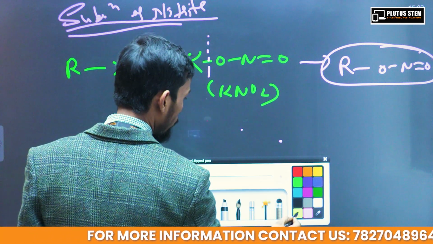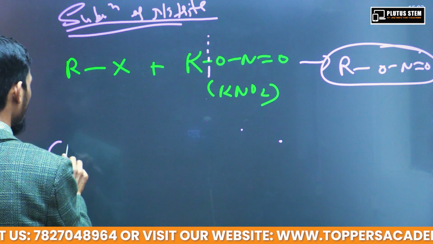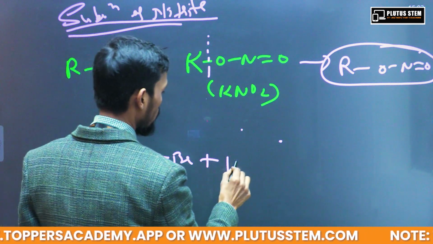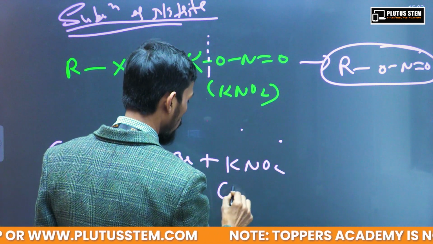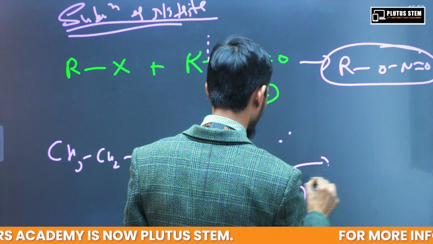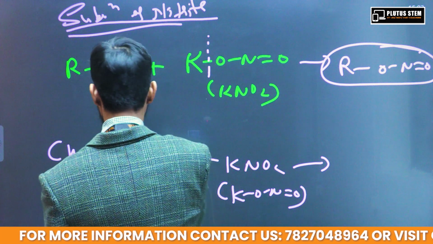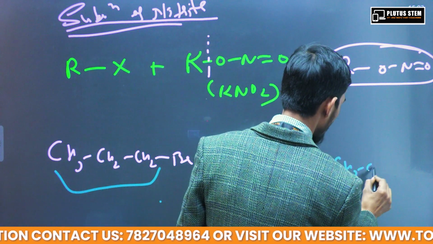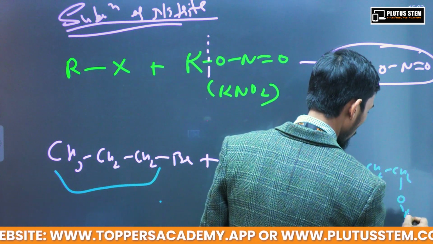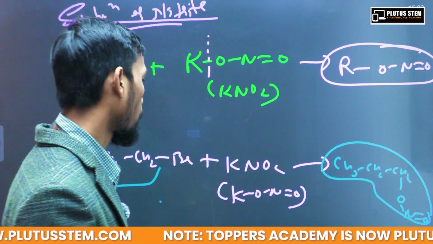Alkyl nitrite. So if we take some example like CH3CH2CH2Br reacting with KNO2, or K single bond O and double bond O, the product which we are going to get over here will be CH3CH2CH2, and after that O–N double bond O. Propyl nitrite. We are going to get propyl nitrite.